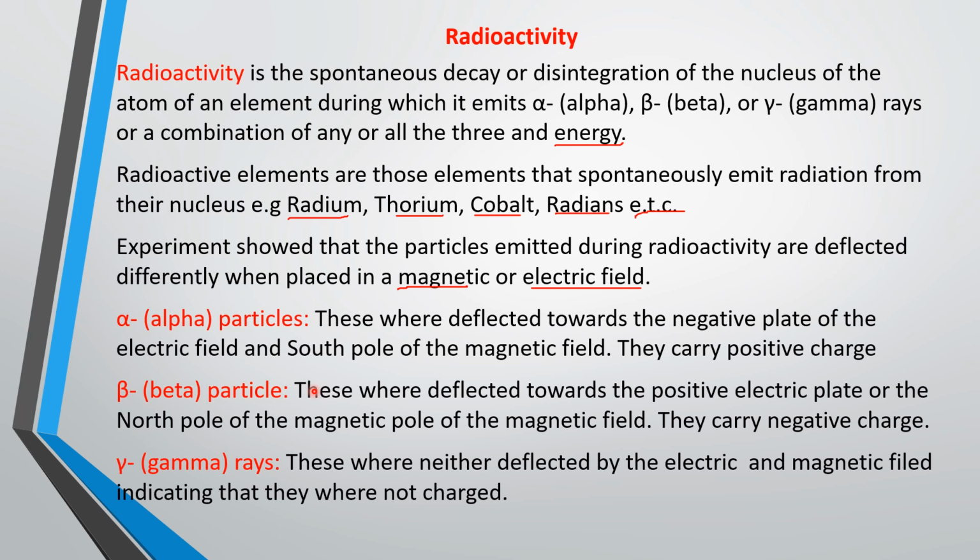The gamma rays are not deflected, whether in a magnetic field or an electric field, and as such they carry no charge. All right, so these are some of the behaviors of radioactive particles when they are placed in either an electric field or a magnetic field. These are areas that you need to take note of, because these are typical examination questions that you may come across. So I hope that is clear. All right, so we're moving on.